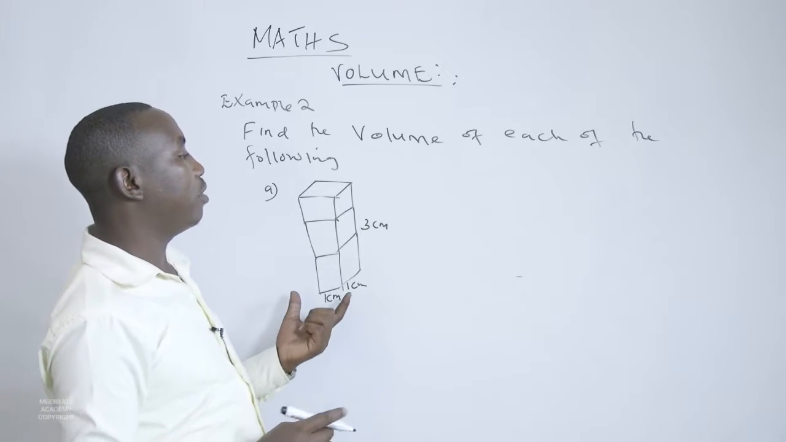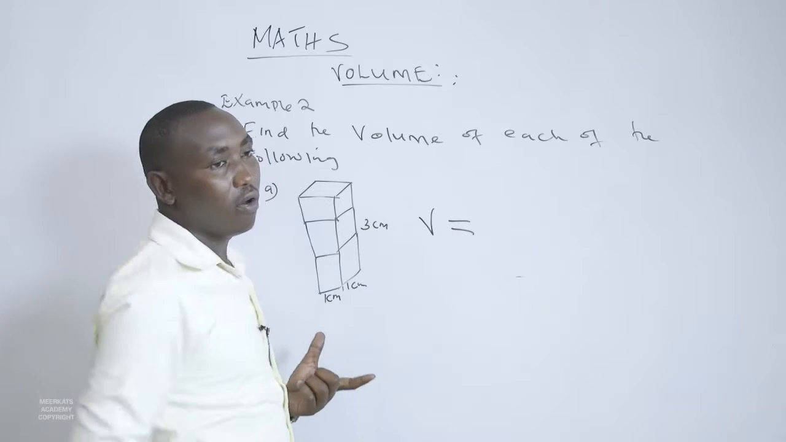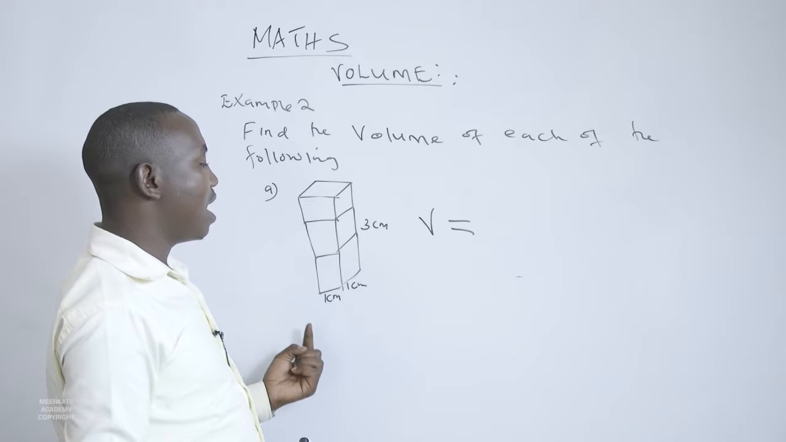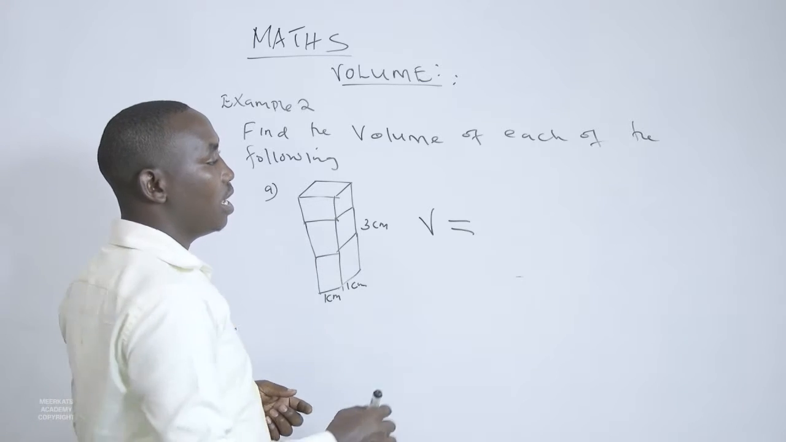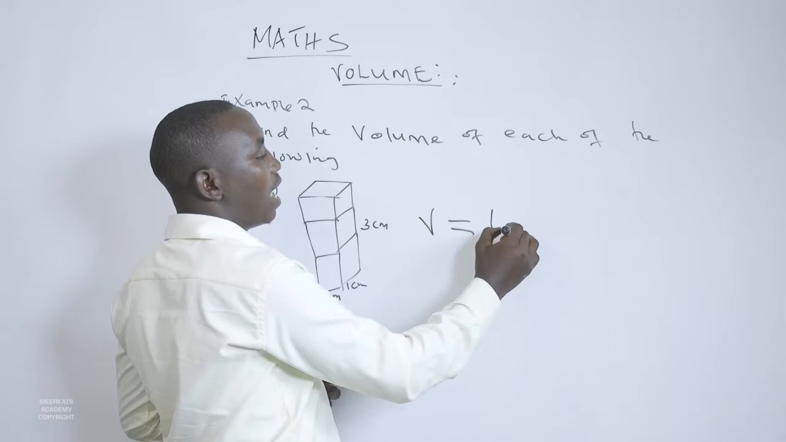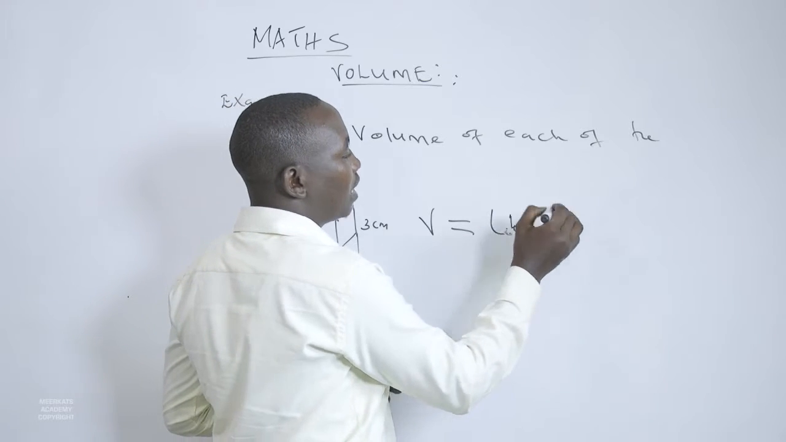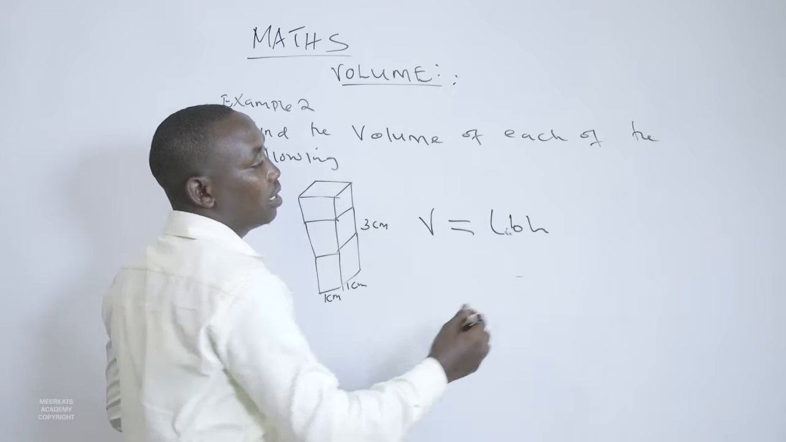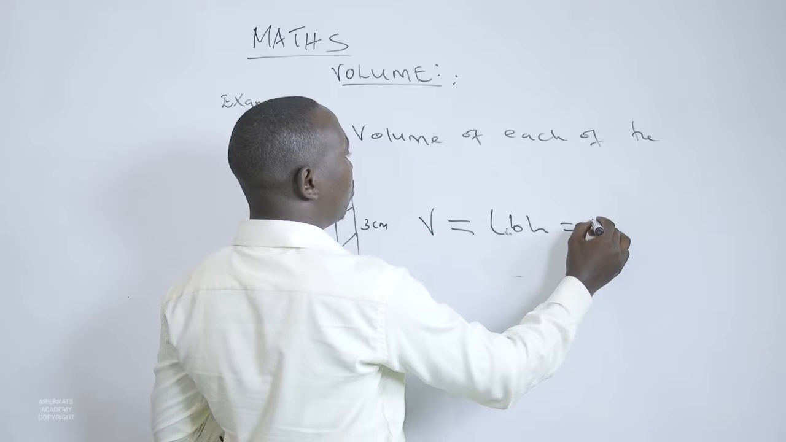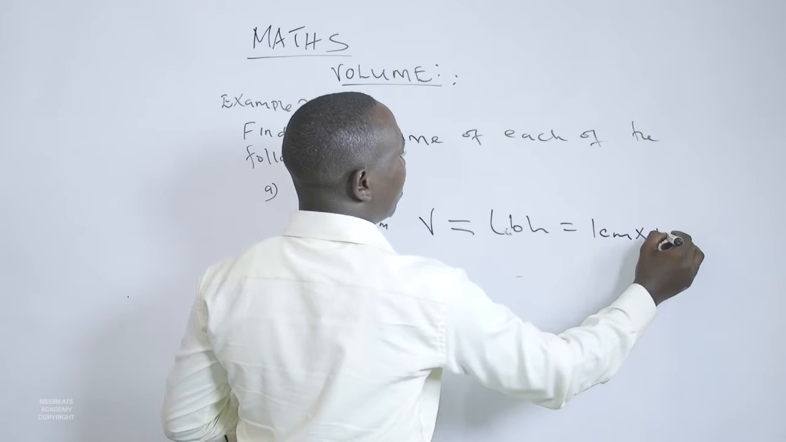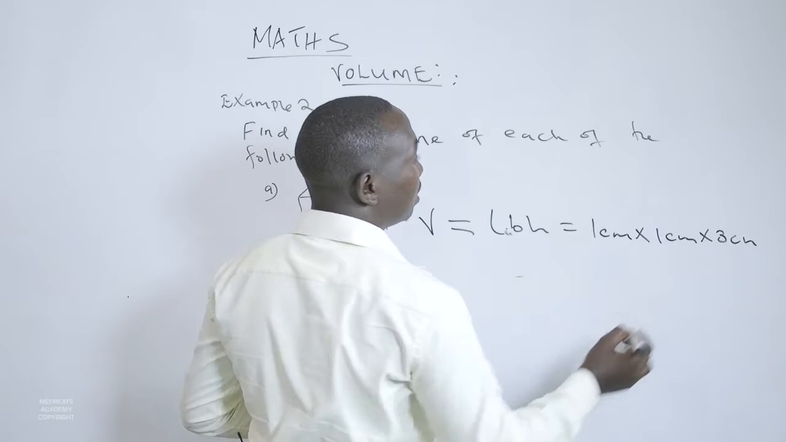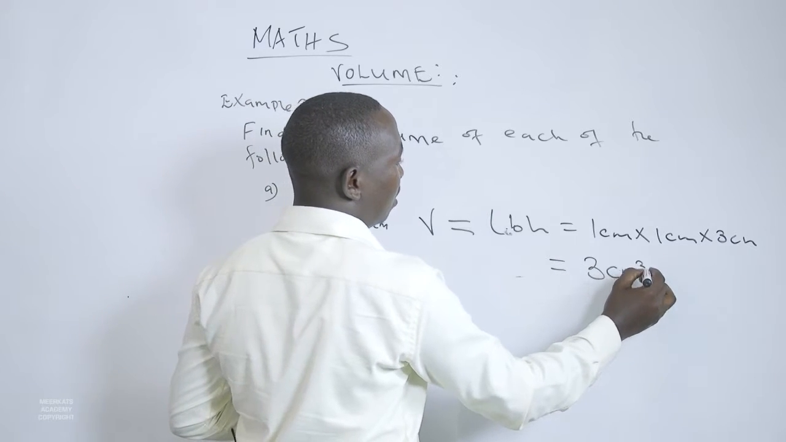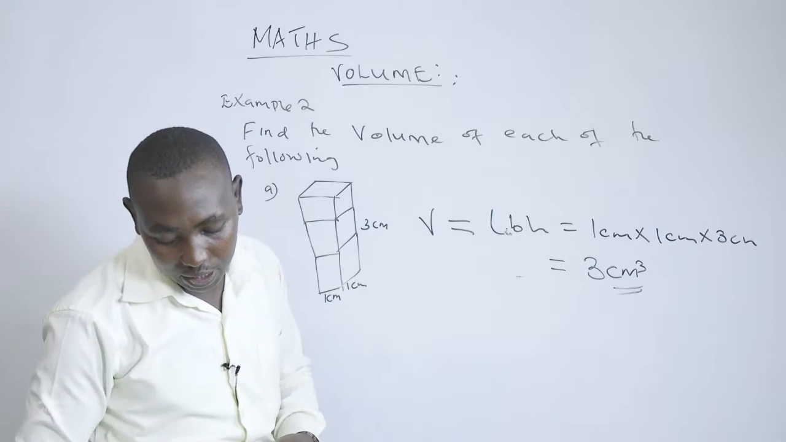Now for us to be able to get the volume of such a figure, if you are given the length, the breadth, and the height, then its volume is given by L times B times H, where L is the length, B is the breadth, and H is the height. In this case, our length is 1 centimeter, our breadth is 1 centimeter, and our height is 3 centimeters. So this will give us 3 cubic centimeters.